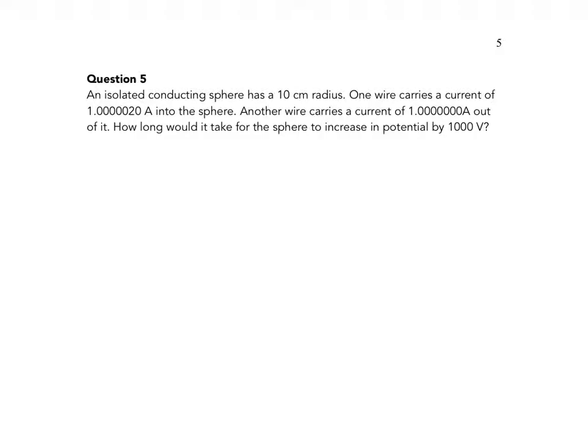Well, we can use our potential equation. Let's say the charge on the sphere increases by this small amount, delta Q, in some time delta T. Then the potential is going to change by delta Q over 4 pi epsilon naught R. This is just V equals Q over 4 pi epsilon naught R, which is KQ on R.